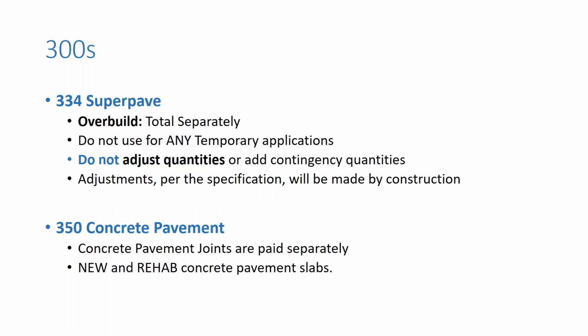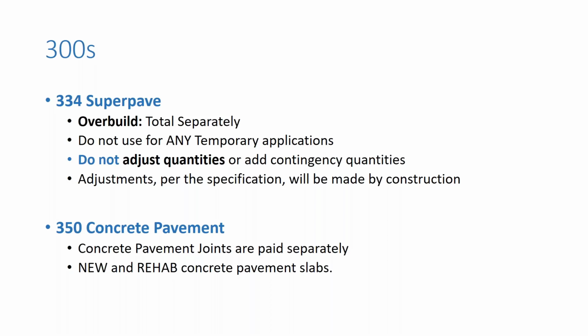Superpave. Every now and then we see some overbuild used for temporary situations. And I would like to clarify that overbuild should only be used for the permanent slope corrections. Anytime we have a temporary application, by definition in the specifications, that is identified as a special detour. So anything that needs asphalt for MOT applications is to be paid as that special detour. So when we're using overbuild correctly for slope corrections, we want to ensure that it is totaled separately from our normal pavement levels, because the adjustments will be made per the specification, and they need those separate quantities.